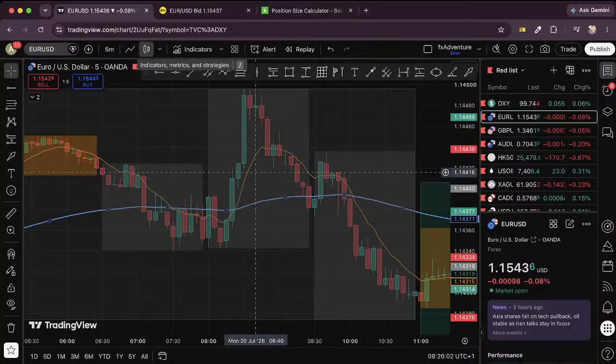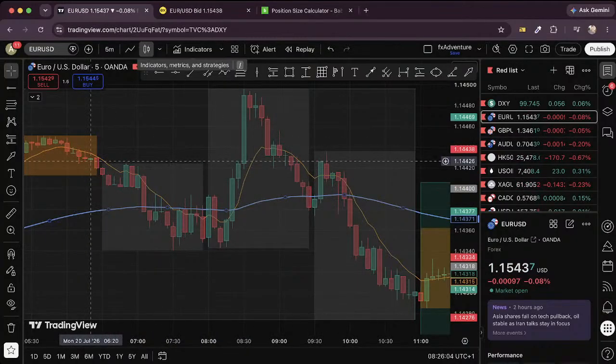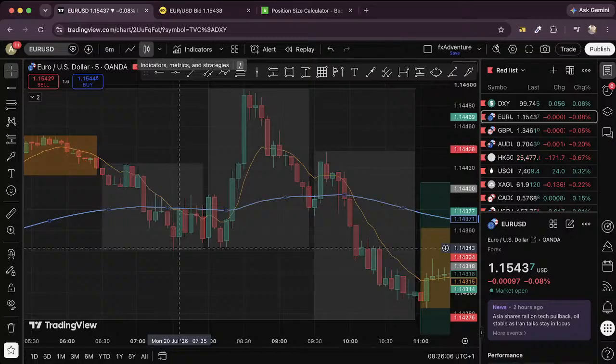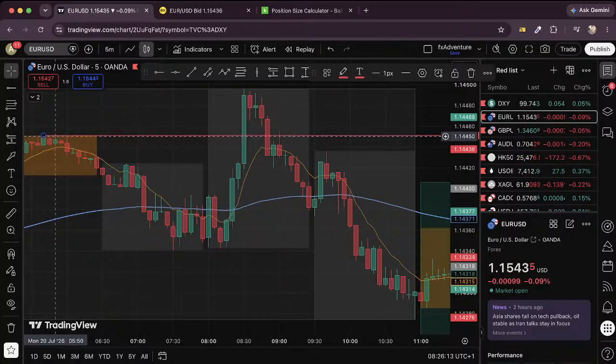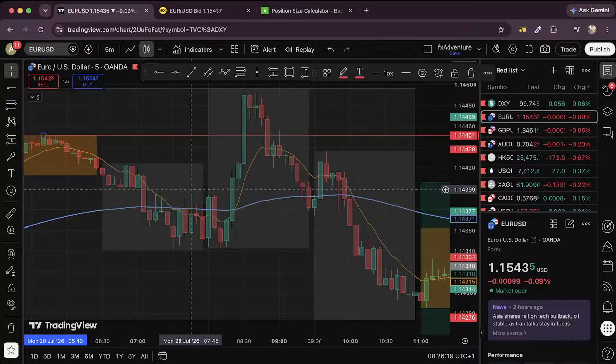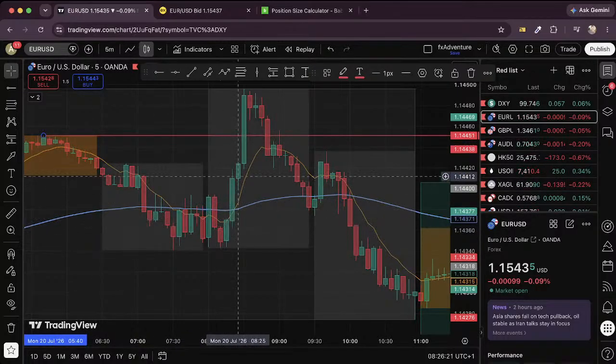So what do I mean? Remember, this is the accumulation, and this down move is the manipulation. The top of that accumulation is here. I just added a line there, that red line. So what do you see?